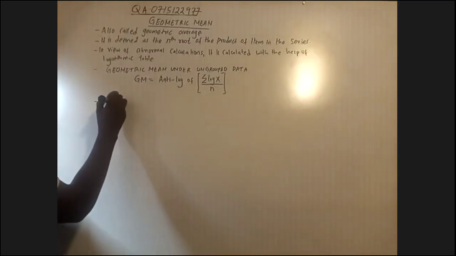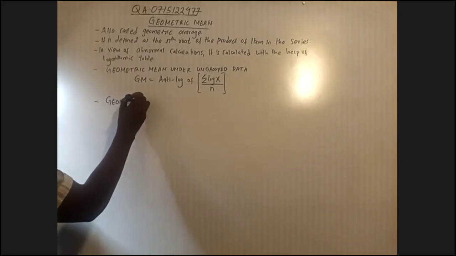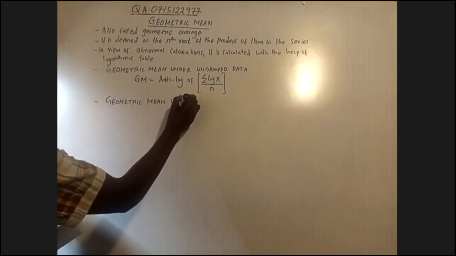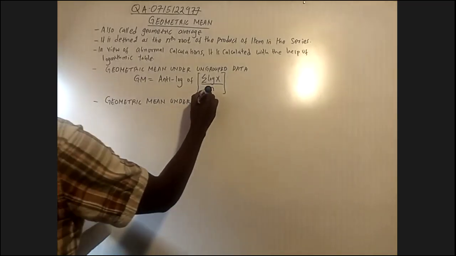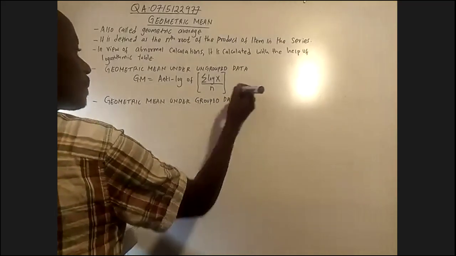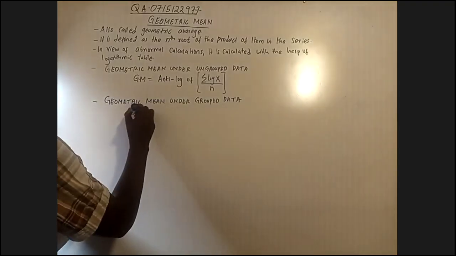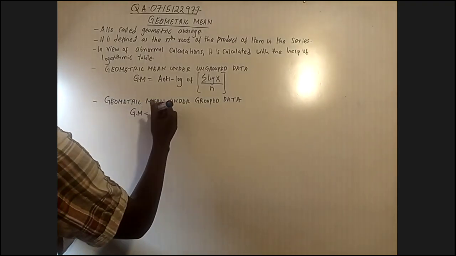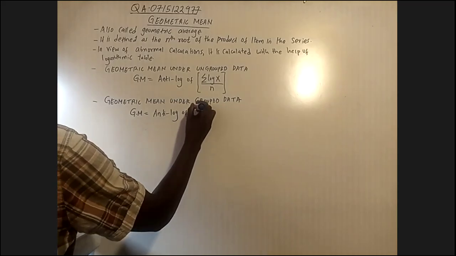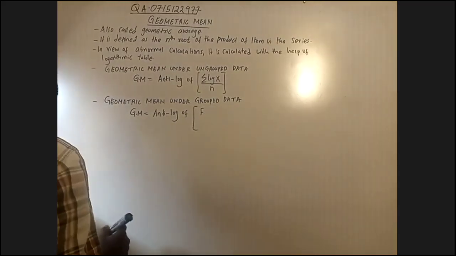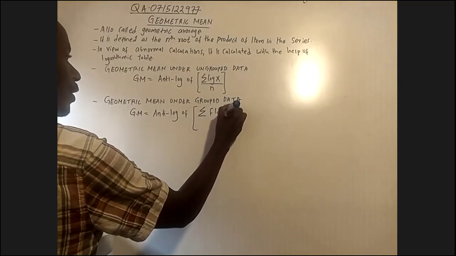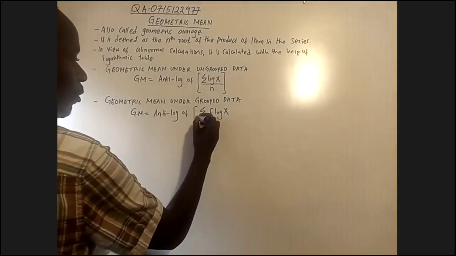Number 2, geometric mean under grouped data. So GM will be the antilog of the summation of frequency times log x over n.